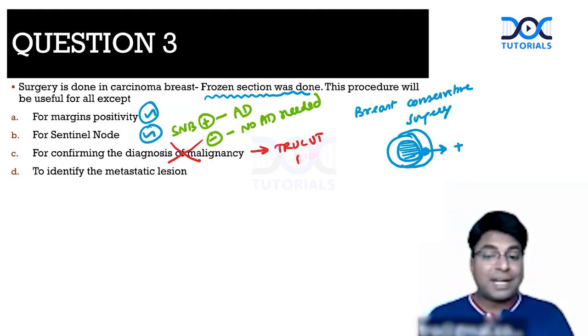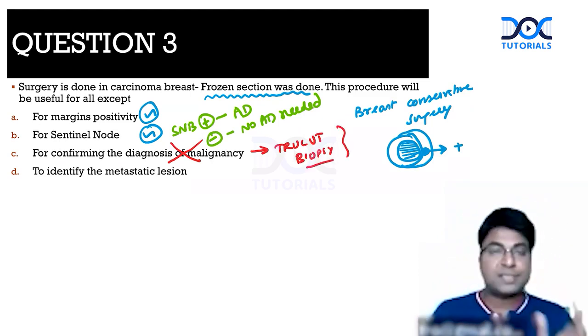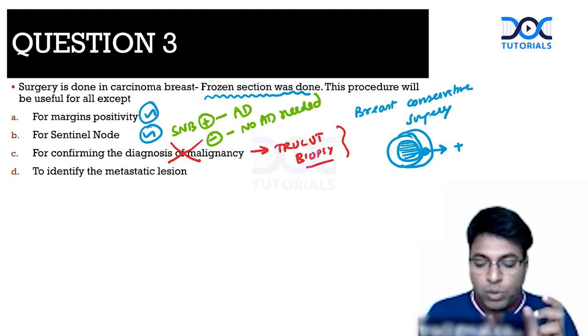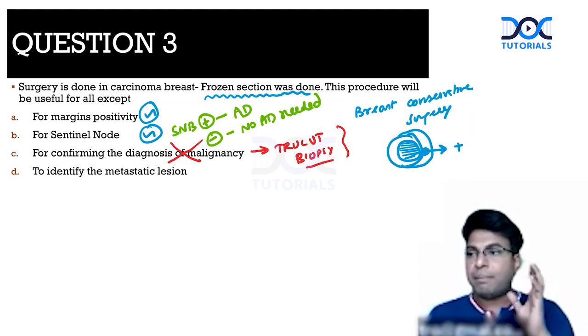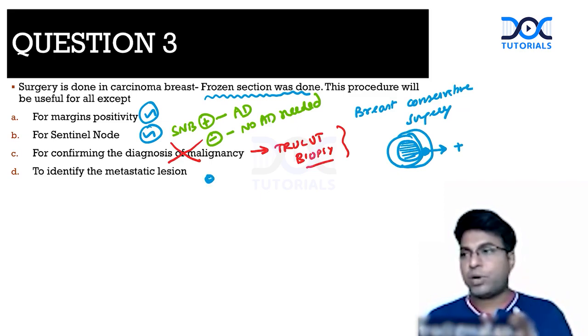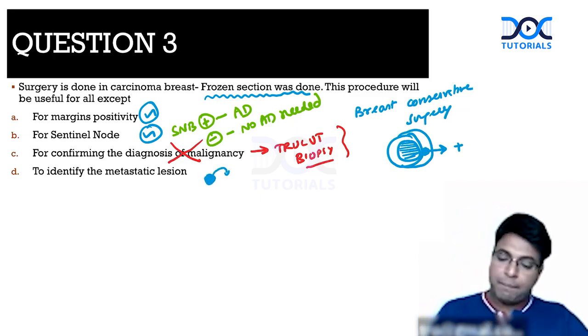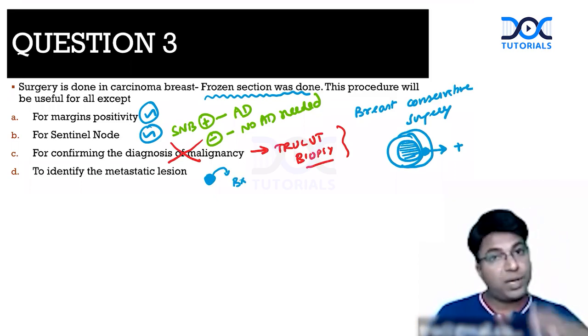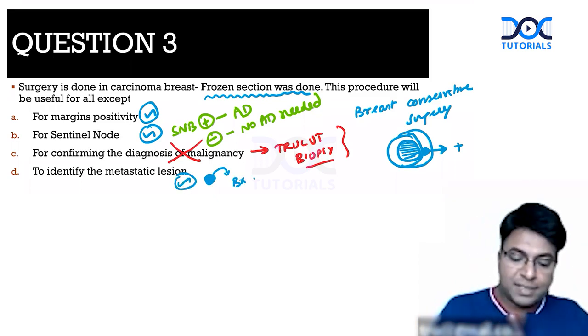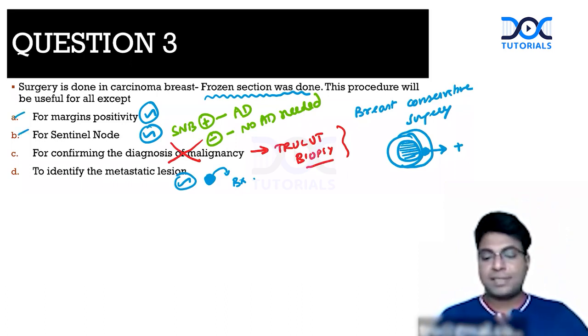To identify the metastatic lesion, for example, if I'm doing a surgery and I'm seeing some nodule somewhere, I have a doubt whether it can be a METS. That nodule, I will send it for biopsy to confirm it is a metastasis. So this is actually not needed in cancer breast, but it is very much useful in other cancers. So anyhow, the answer is A, B, D are correct. The wrong answer is to confirm the diagnosis of malignancy.